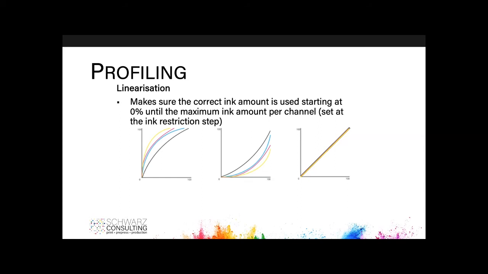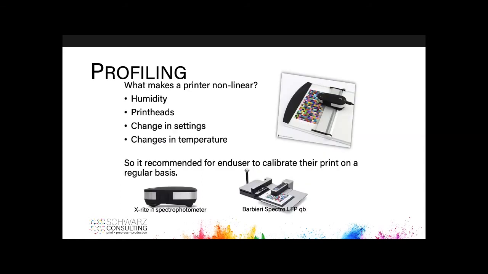The problem starts: what makes a printer nonlinear? This is constantly changing. If the temperature in the print environment changes, if the humidity changes, if you get a new ink batch, if you get a new media batch, that all has an impact on how linear your printer prints. So this is something we really need to control, and this is also something special in the large format printing industry.